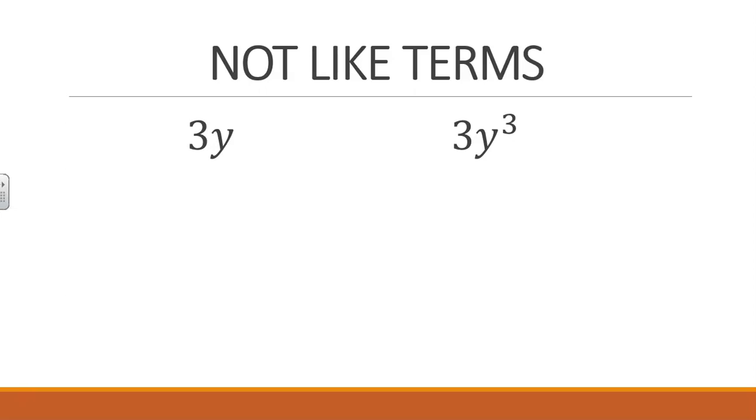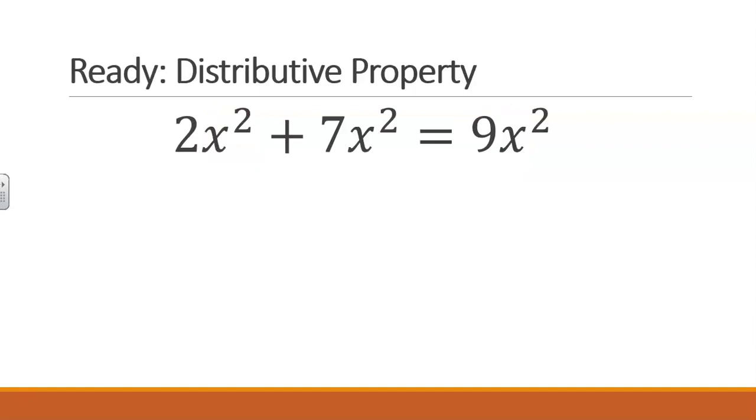3y and 3y squared are not like terms because their variables do not have the same exponent. As long as the variables are raised to the same exponent, we can combine the coefficients. In this case, we would be able to add 2 plus 7 to equal 9. So 2x squared plus 7x squared is equal to 9x squared.